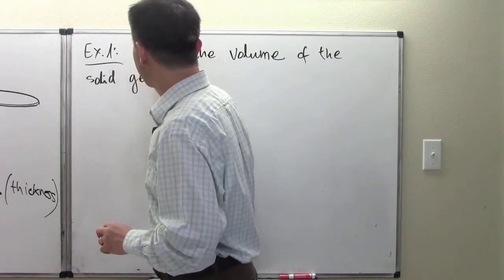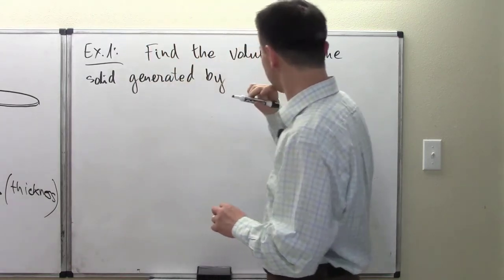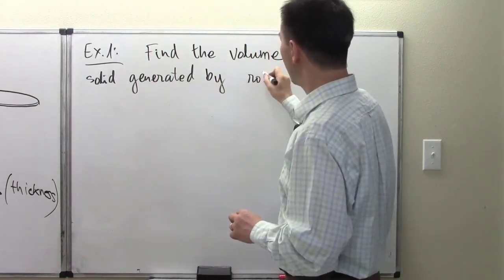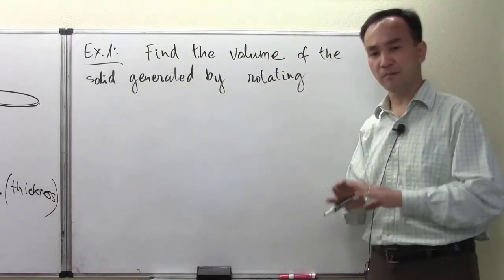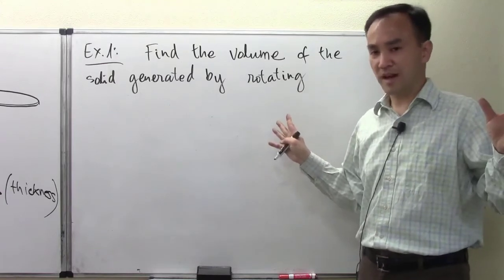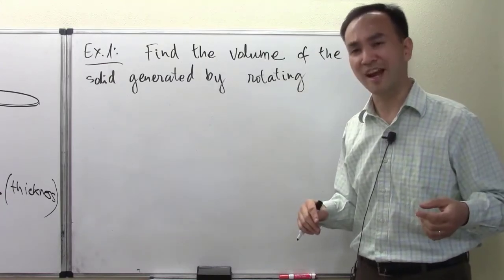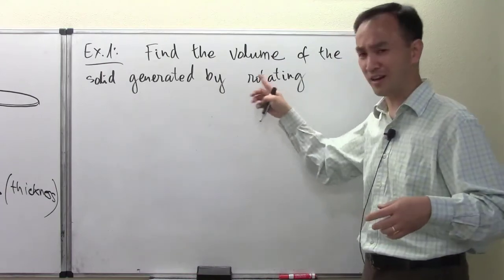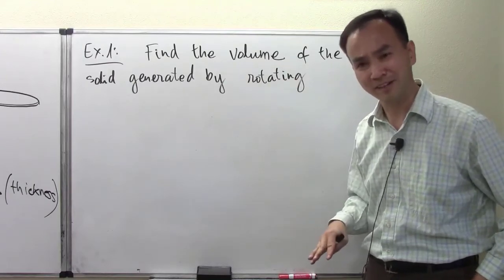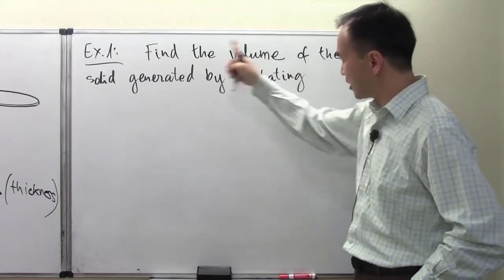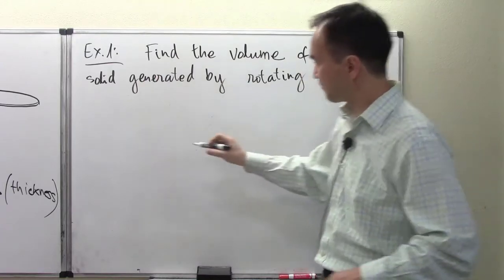that's generated by rotating or revolving. It all depends on your comfort. At some point I was comfortable using the term revolving, maybe to make myself sound formal, and at some other point I use the term rotating. It means the same thing. Okay, so find the volume of the solid generated by rotating the region.